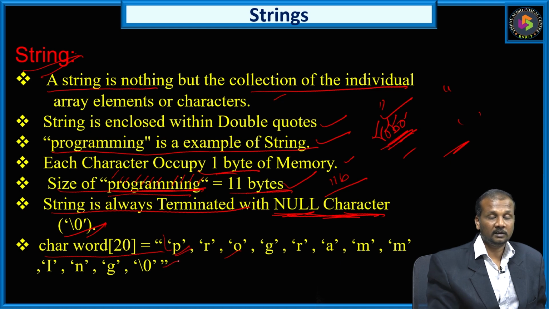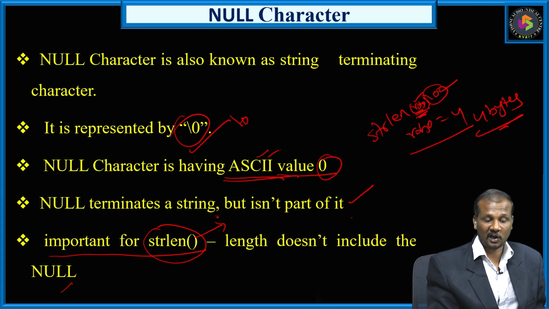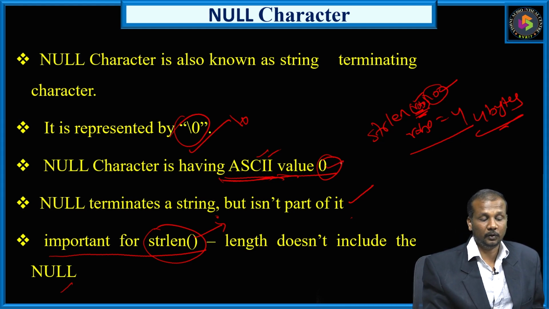If you declare the characters individually, it is also called a string, so it is mandatory to mention \0 at the end of the string. What is the null character? It is represented by \0. What is its ASCII value? ASCII means American Standard Code for Information Interchange. The ASCII value is 0. Null terminates the string but is not a part of it.